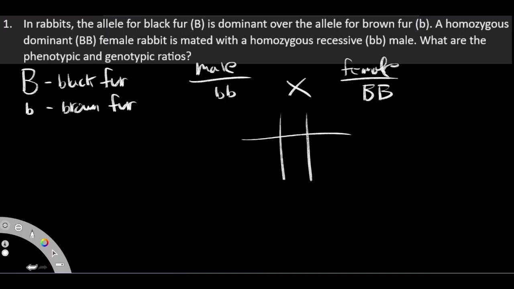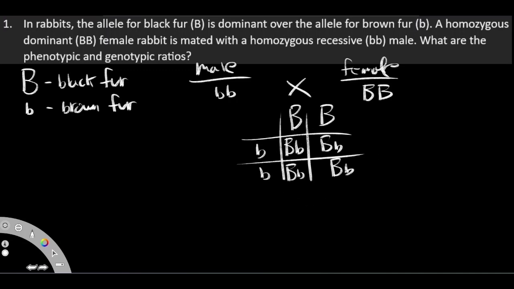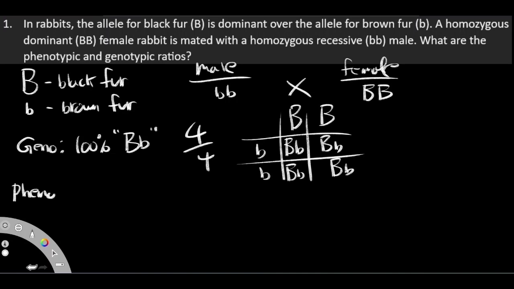Hopefully you got it. It's pretty obvious that it's going to be 100% black fur phenotypically, because all of these have a capital B, which is the one that is dominant. That's the only one that can be shown. The small b's cannot be shown phenotypically. So how would we say this? Genotypically, there is a 100% chance of it being a big B, small b. If you want to say 4 out of 4, that's cool too. It doesn't matter.